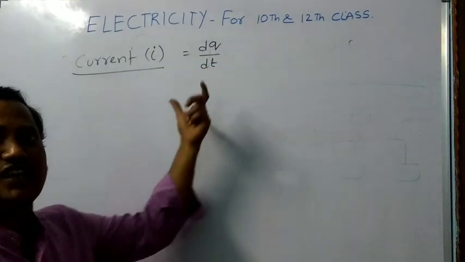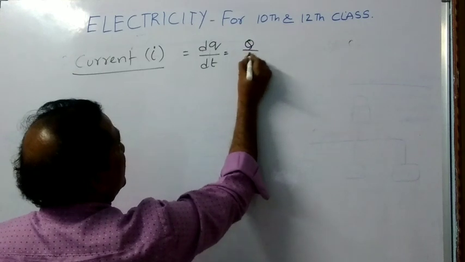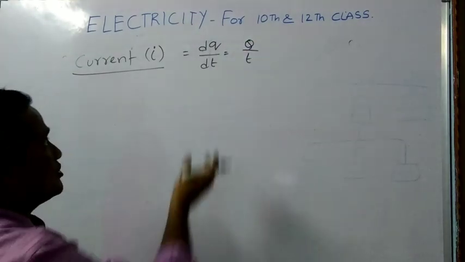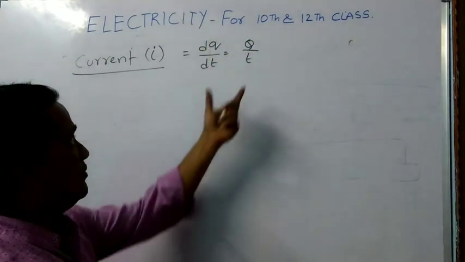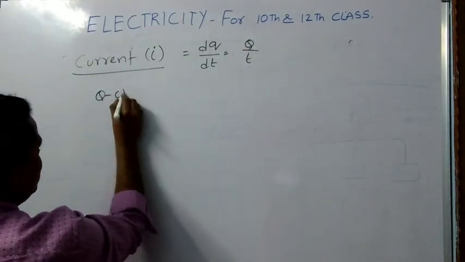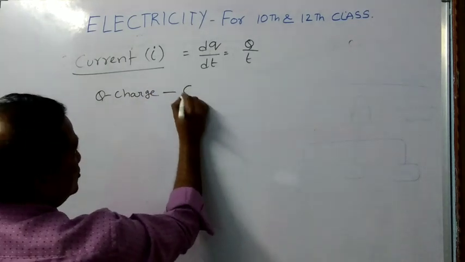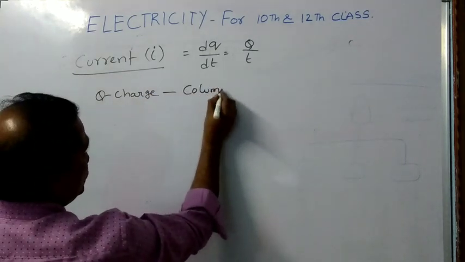Here Q stands for charge. Simply you can say Q by T. For small quantities you can use dq by dt, and for large quantities you can use Q by T. Where Q stands for charge. Generally the unit of charge is measured in coulombs.